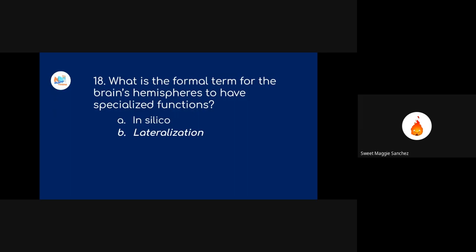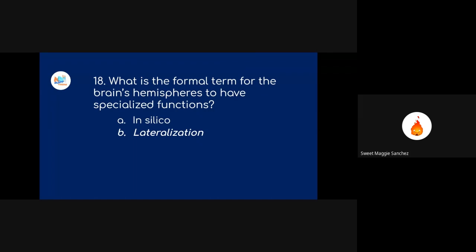You have cerebellum, cerebrum, and then may left and right hemisphere, and then mayroon pa mga cortex, di ba? Iba't iba yung mga terms. Pero yan yung full categorization, yan is lateralization, no? It's the formal term, yes, on which you know which are the functions of each brain region.